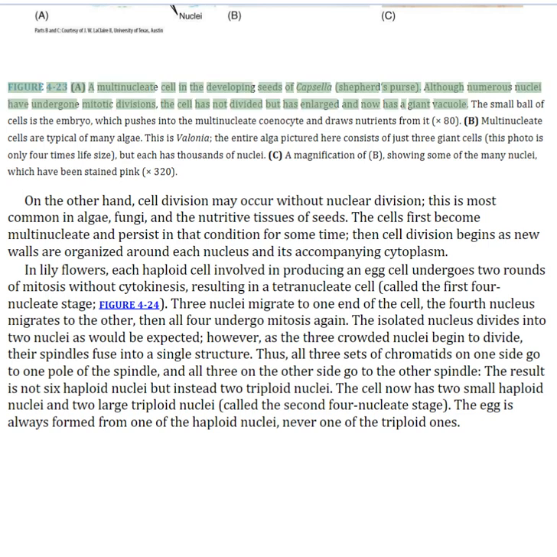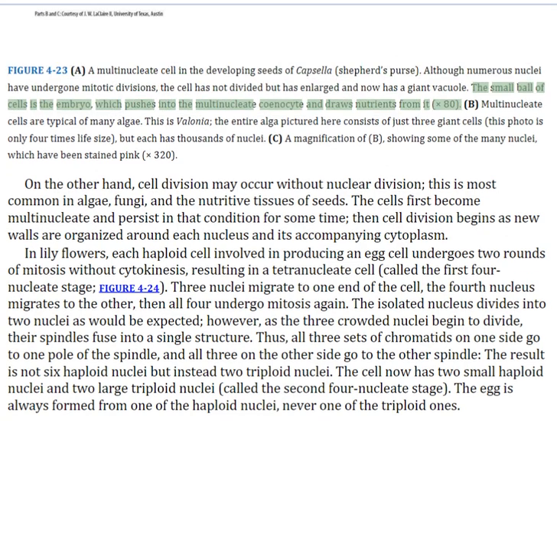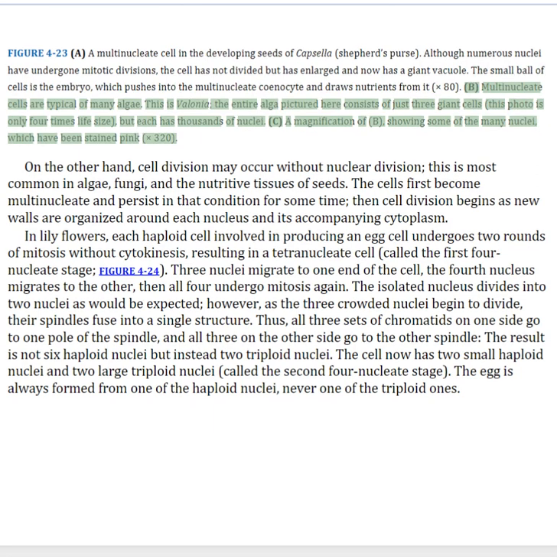Figure 423. A multinucleate cell in the developing seeds of Capsella. Although numerous nuclei have undergone mitotic divisions, the cell has not divided but has enlarged and now has a giant vacuole. The small ball of cells is the embryo, which pushes into the multinucleate coenocyte and draws nutrients from it. Multinucleate cells are typical of many algae. This is Valonia. The entire alga pictured here consists of just 3 giant cells, but each has thousands of nuclei. A magnification, showing some of the many nuclei, which have been stained pink.